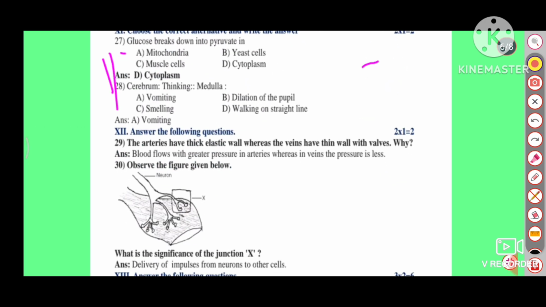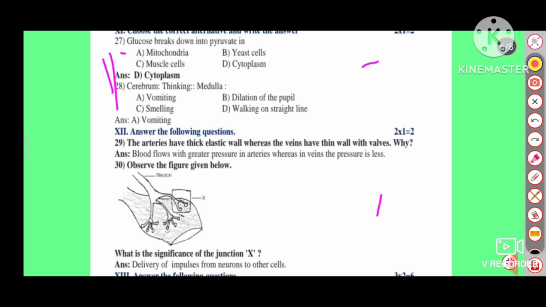Next question. Answer the following questions. Question: the arteries have thick elastic walls, whereas the veins have thin walls with valves. Why? Answer: blood flows with greater pressure in arteries, whereas in veins the pressure is less.